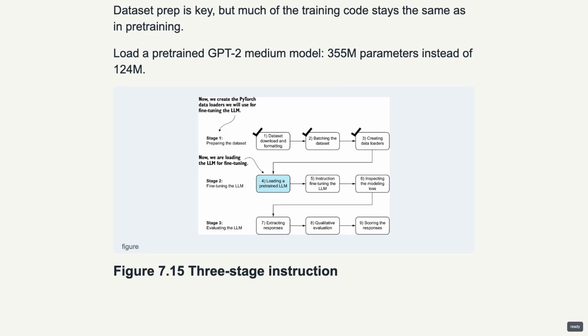The figure ties the sequence together. Prepare the dataset, load the pre-trained model, then train on instruction examples. That ordering matters because the model cannot learn the task format until the data and starting weights are both in place.